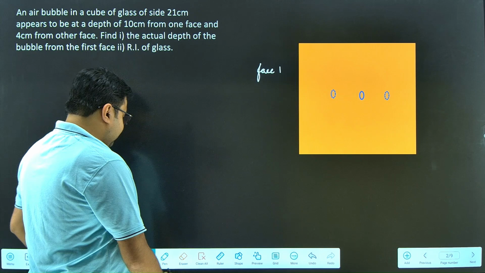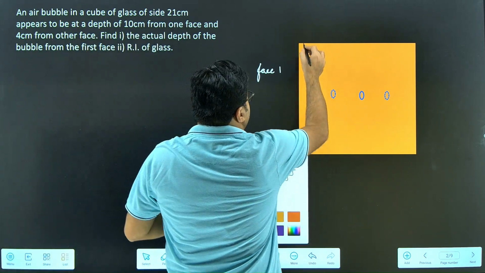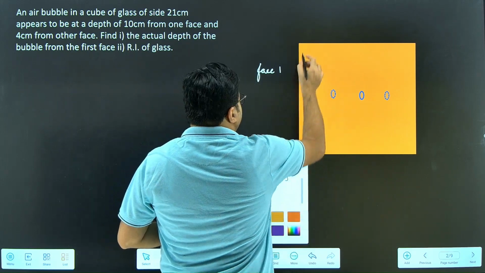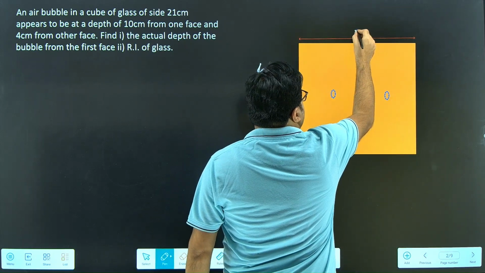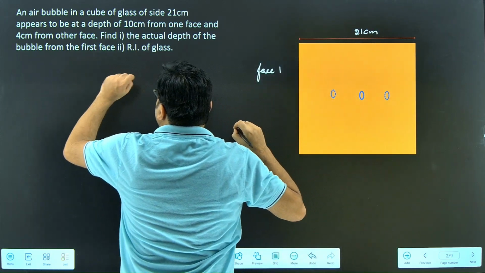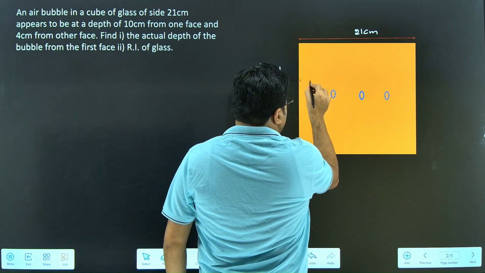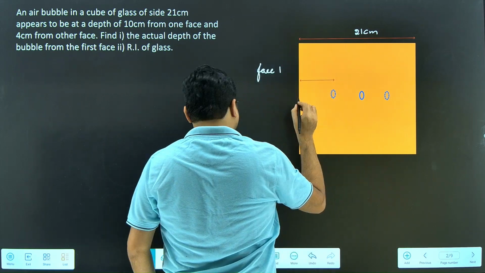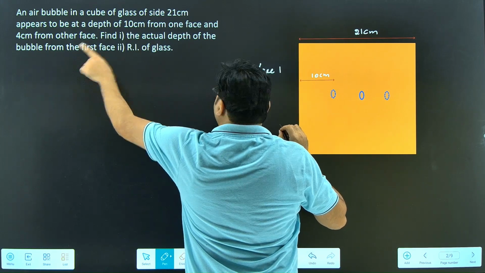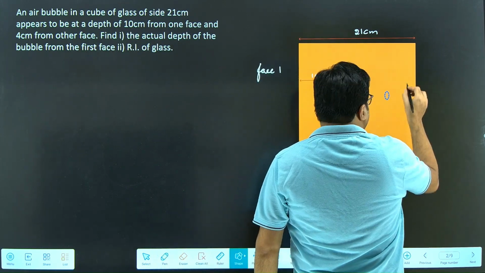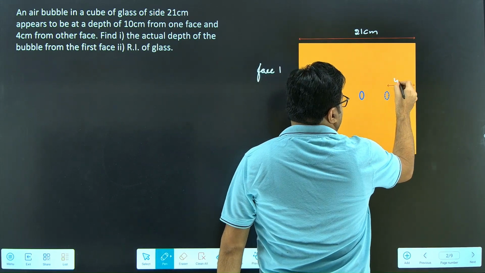Now let's write down all the data. The question says that the side of the glass is 21 centimeter. So this distance happens to be 21 centimeter, and it appears to be at a depth of 10 centimeter. So from here to here, the question says that it is 10 centimeter depth and 4 centimeter from the other face. If you look at the depth from this face, from here, the depth happens to be 4 centimeter.